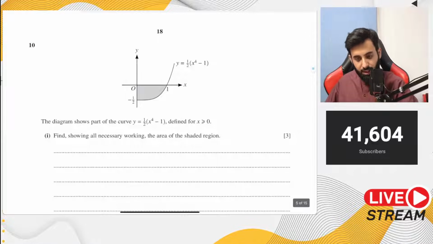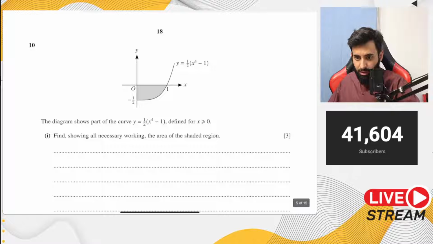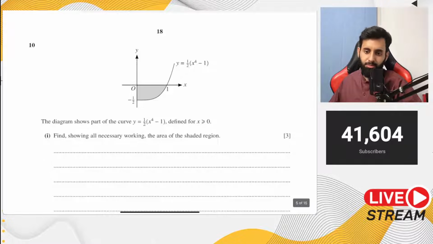So it says here, the diagram shows part of the curve. So what if y is already squared? Okay, if y is already squared, then this saves you a lot of time. All you have to do then is just integrate it.